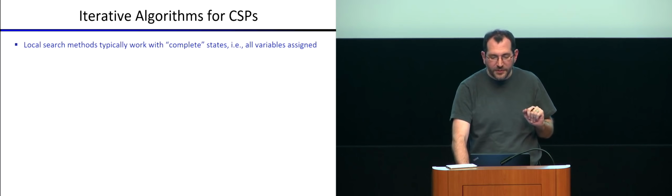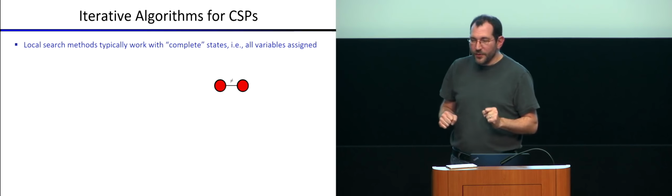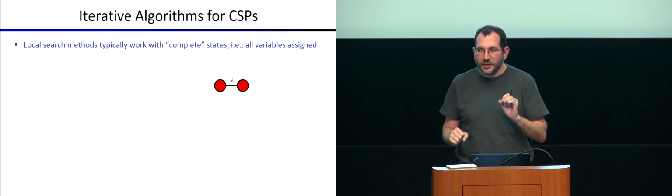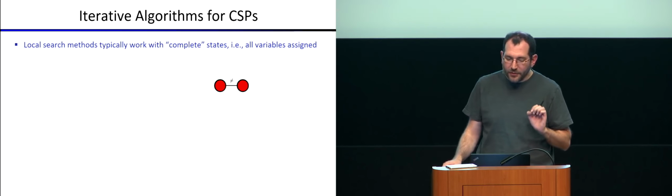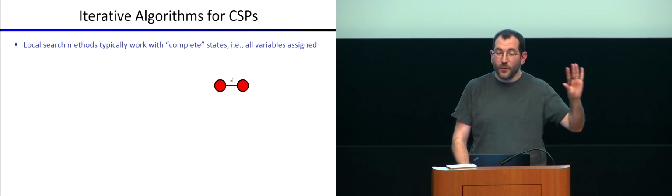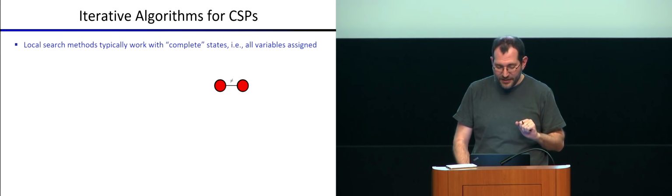An iterative algorithm starts with a complete state. For example, here is a two-node graph coloring problem with an inequality constraint where they have both been colored red. It is a complete assignment. It is not a legal one, but that's okay. Local search methods don't necessarily have legal assignments, but they are complete. That's different than what we used to do, which was legal, but not necessarily complete. Now they're complete, but not necessarily legal.